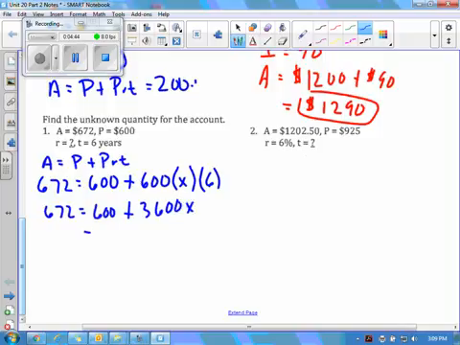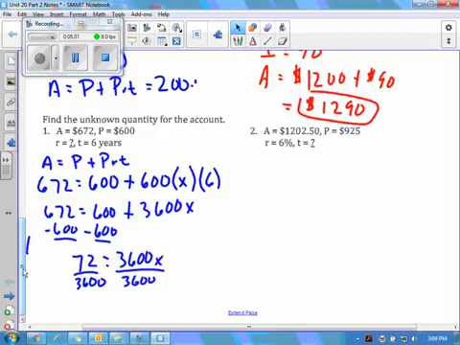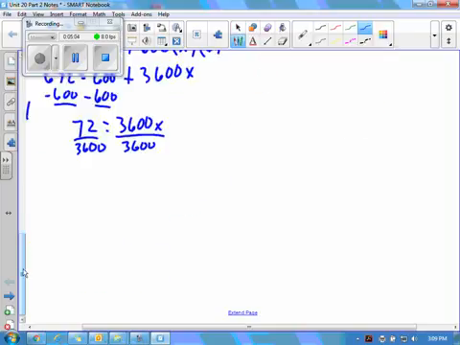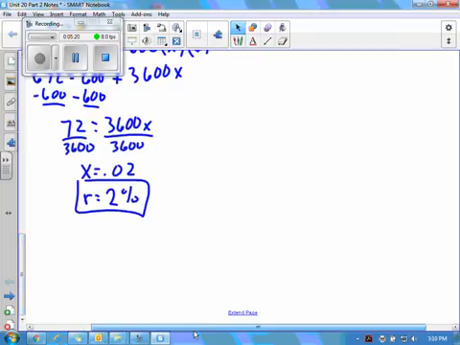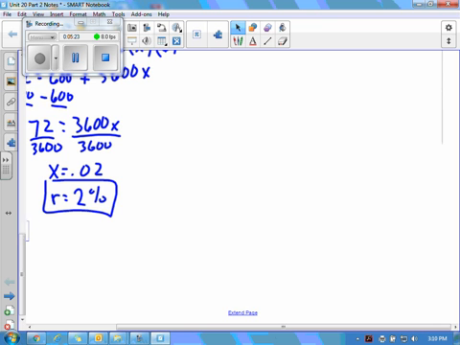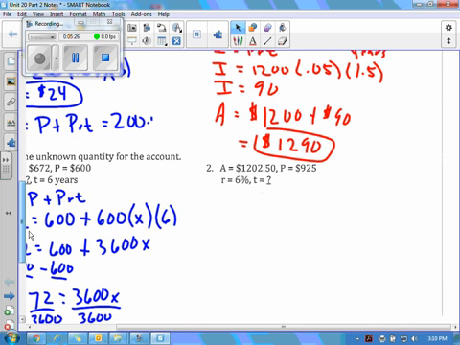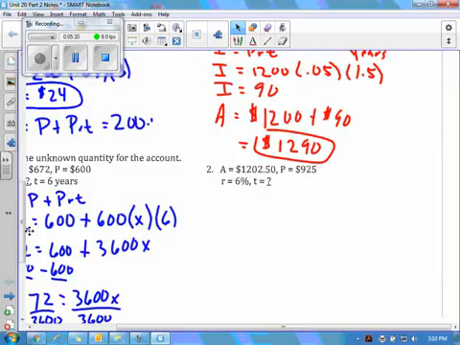I'm trying to get x by itself, so I'm going to subtract 600 from both sides. I'll get 72 equals 3,600x. And then to get x by itself, I can divide both sides by 3,600. If I divide by 3,600, I get x equals 0.02. Now, you have to keep in mind we're looking for r, which is the interest rate. So I need to turn that into a percent, which would be 2%. Number 2, I will leave for you guys. Just do your best. If you have any trouble, feel free to ask for help.